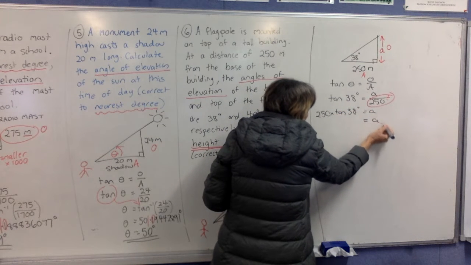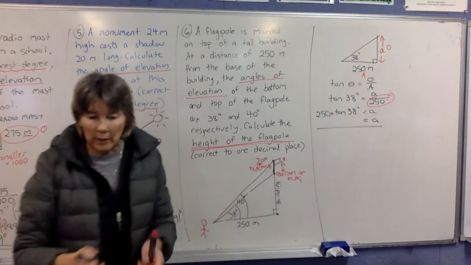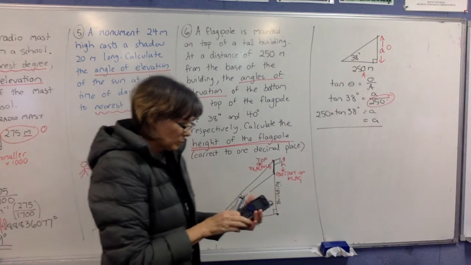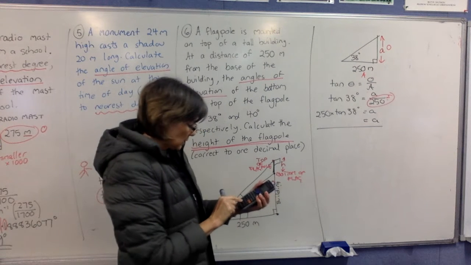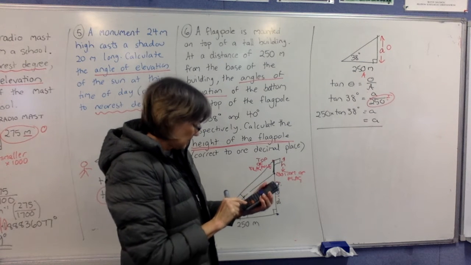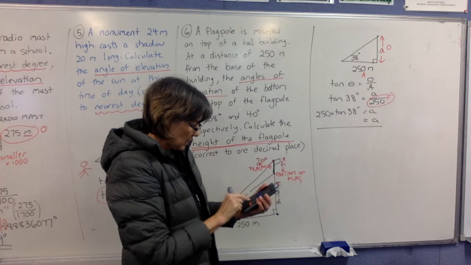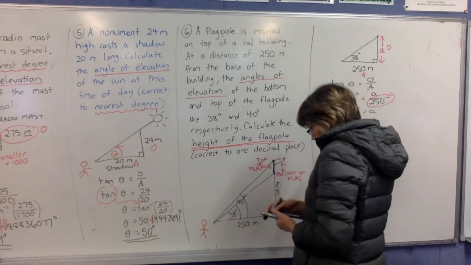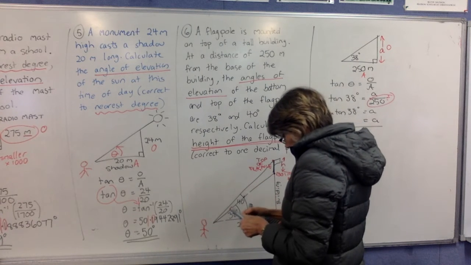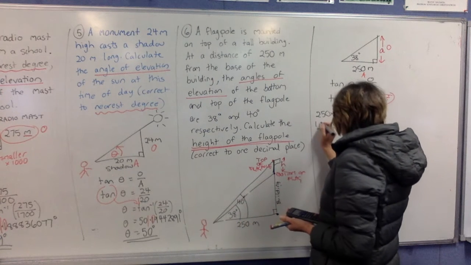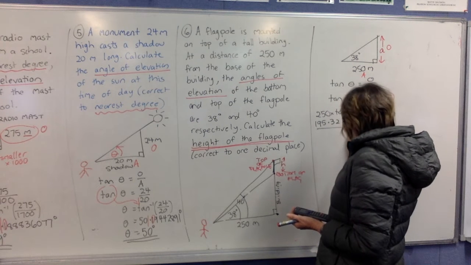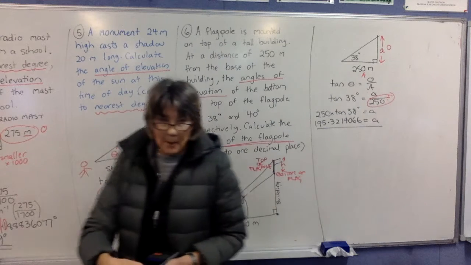And then we're going to get our answer off the calculator and we are not rounding. We're writing the whole answer down, otherwise it will throw everything out at the end. So we're going to do 250 times tan 38 and we get this. Okay, so that's that part done.